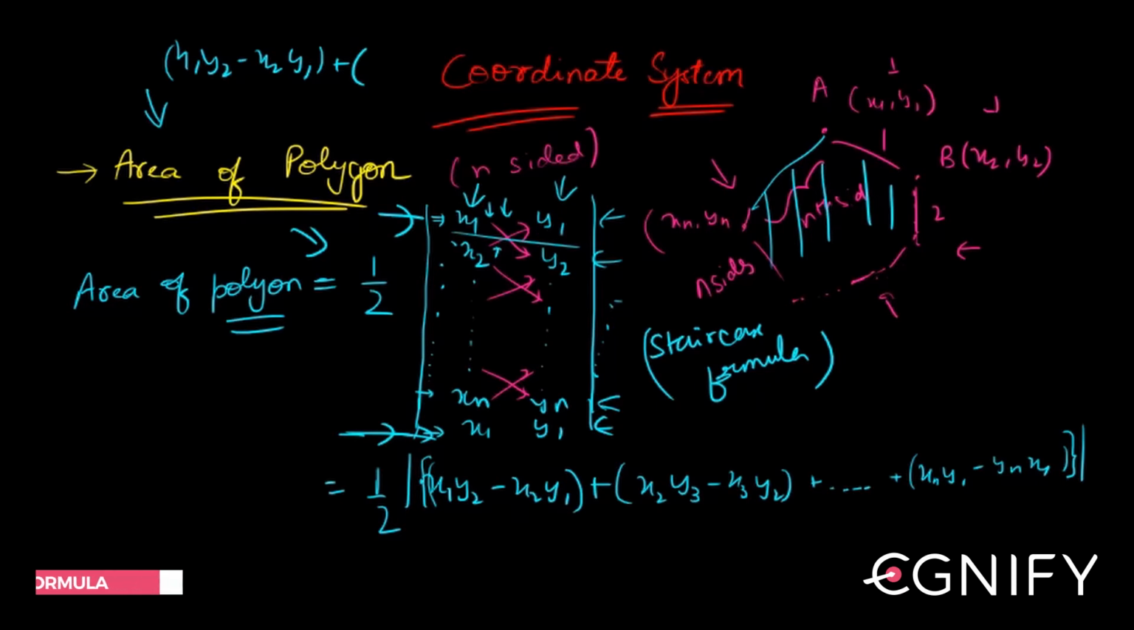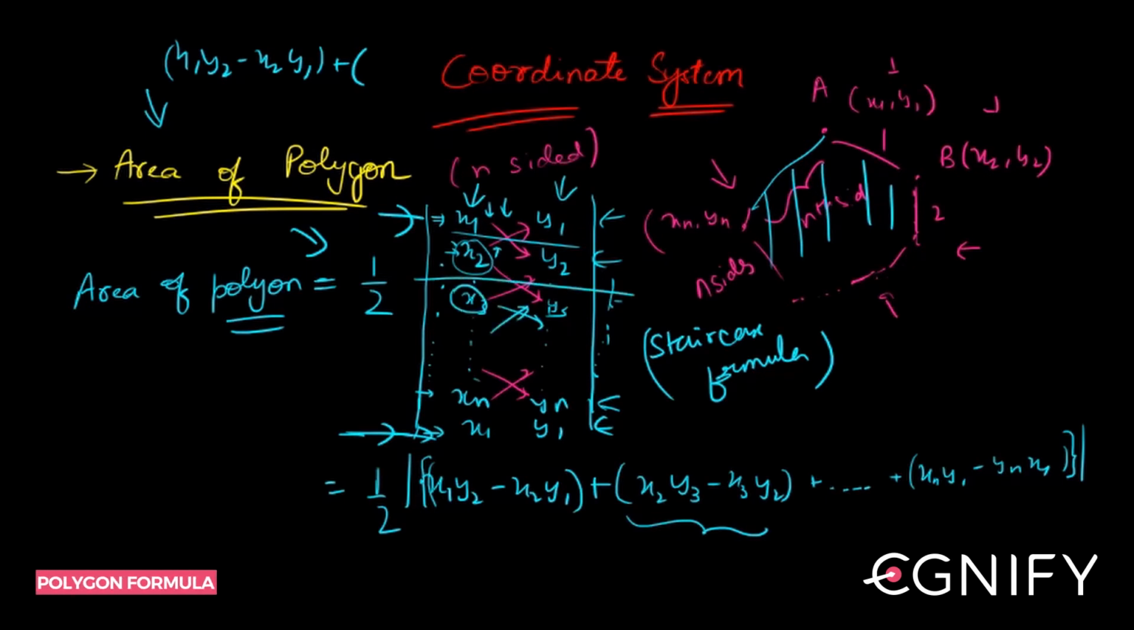Then start with pivot at your x2, and then go along this pink arrow. You'll have an x2, y3 here. So x2, y3 minus x3, y2. Likewise, keep going. Then forget about this. Then pivot x3. Do the same thing.